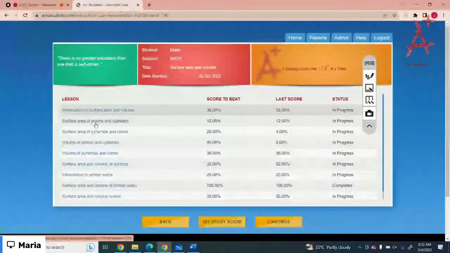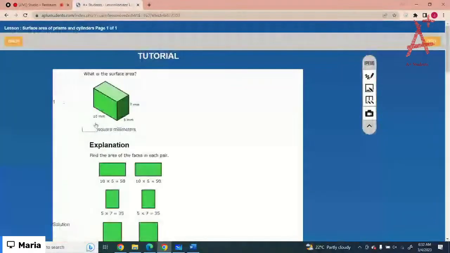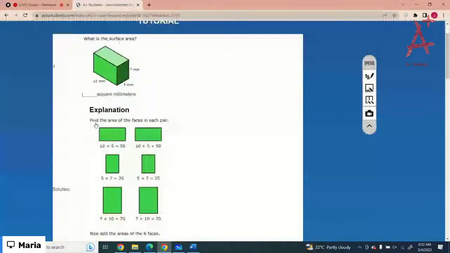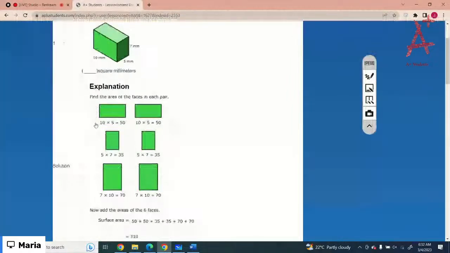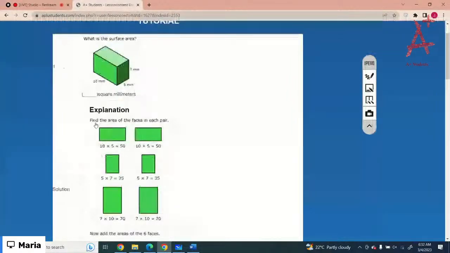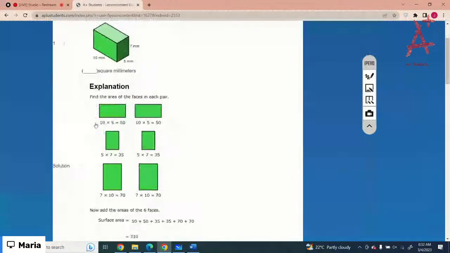Surface area of prisms and cylinders. Now we're going to learn how to calculate the surface area of prisms and cylinders. We have to do the same thing we just did. You have to calculate the area of each face and each pair of faces, and then you have to add them.